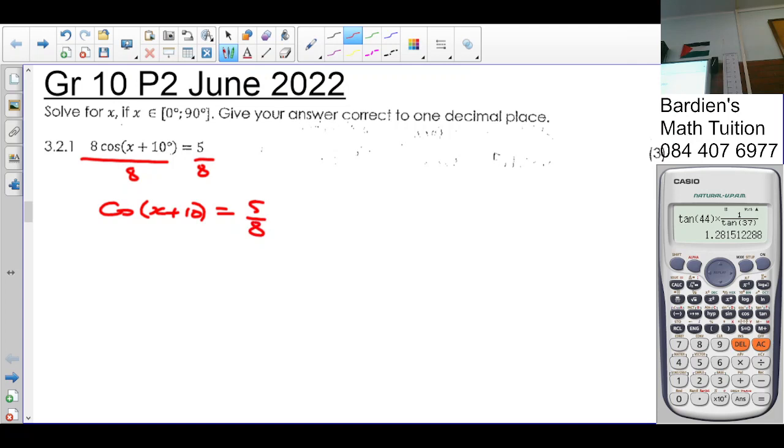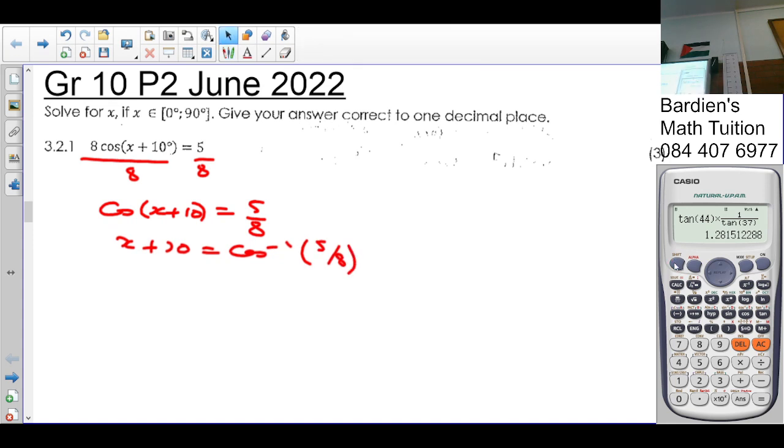Now to get the angle on its own, remember I can't take the 10 degrees over. To get the angle on its own, we're going to take arccos on both sides, so x plus 10 is equal to arccos of 5 over 8. Okay? So I put in the calculator arccos 5 over 8, gives me an angle of 51,32. Then I take the 10 over, becomes minus 10, gives you 41,32. So the x is going to be 41,3 degrees. Okay.